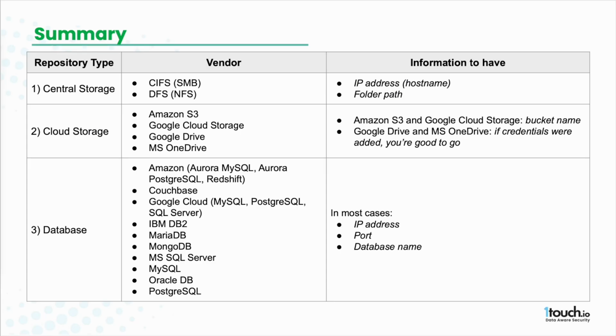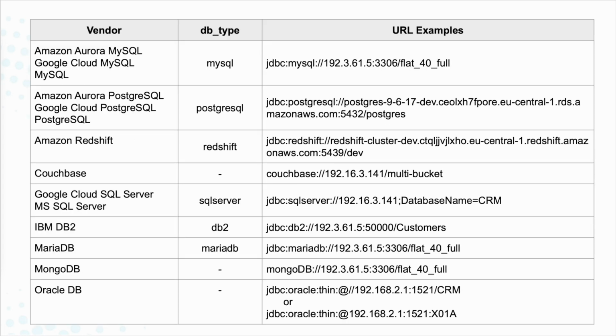We have gathered the information you might need while connecting Inventa to different data repositories in two tables. The links to download them are in the video description. The first table summarizes the supported vendors in version 2.8.2 and the connection information you need. The second table contains URL examples for connecting to different databases.